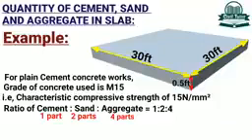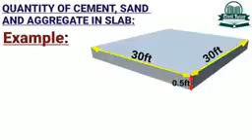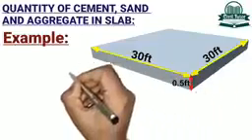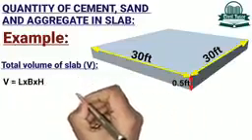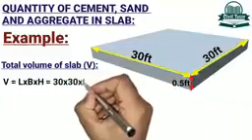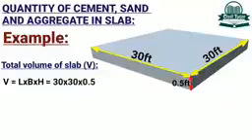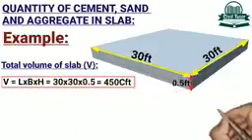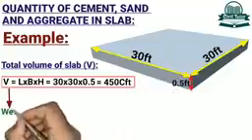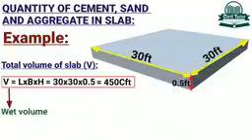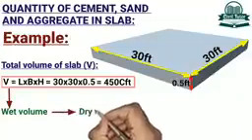In order to calculate the quantity of material used in the slab, we need to first calculate the total volume of the slab, which is given by: total volume of slab equals length of slab, which is 30 feet, times breadth of slab, which is also 30 feet, times thickness of slab, which is 0.5 feet. So finally we will get total volume equal to 450 cubic feet. It should be noted that this total volume is the wet volume of the slab. Now we need to convert this wet volume to dry volume.